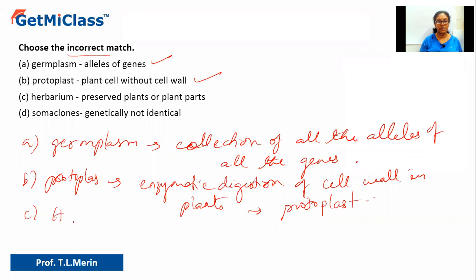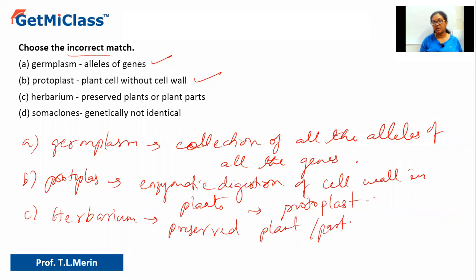Yes, herbarium is prepared especially by botanists or students who are pursuing botany. There they preserve the plants or plant parts. If they are very small plants, the entire plant can be preserved. They preserve it on the herbarium sheet, and this is done by pressing and drying the plant part. That is again correct. Then option D says soma clones, genetically not identical.